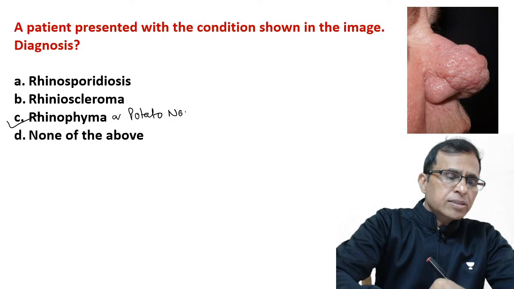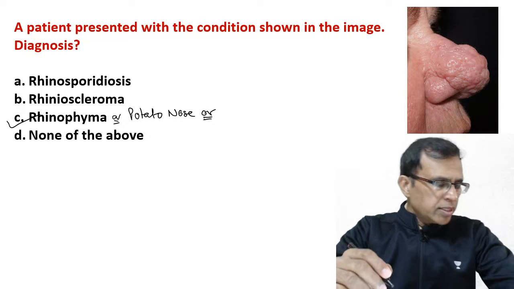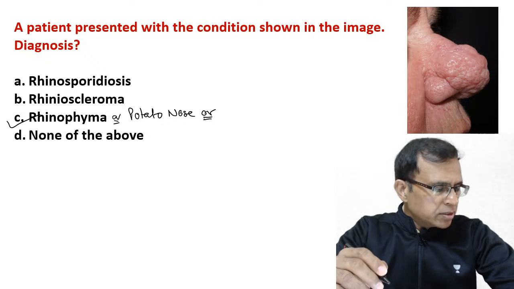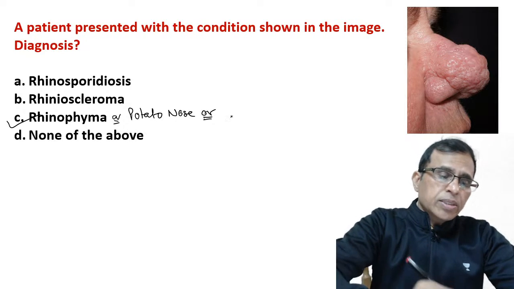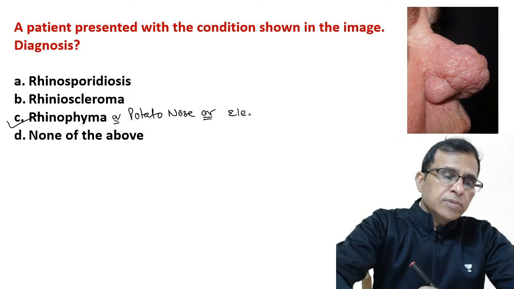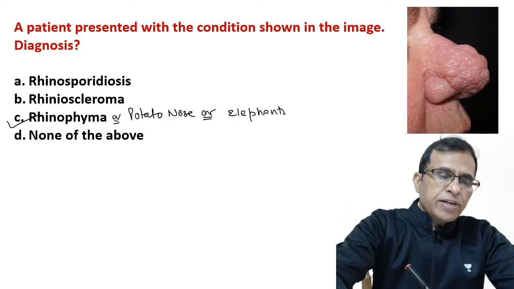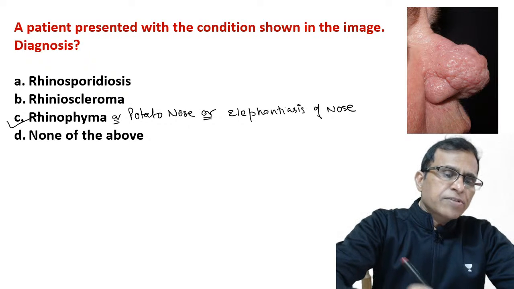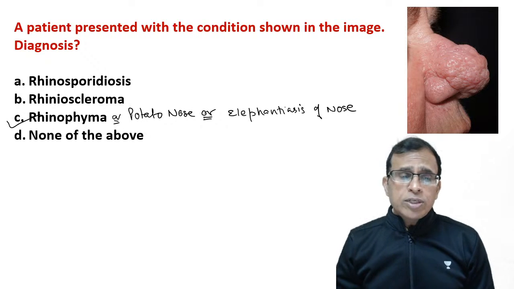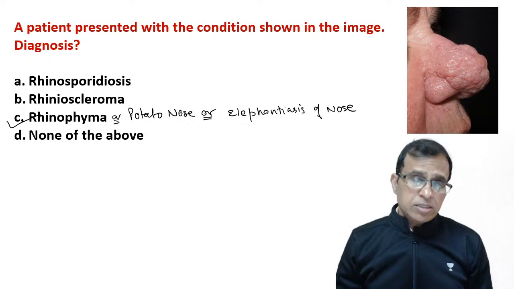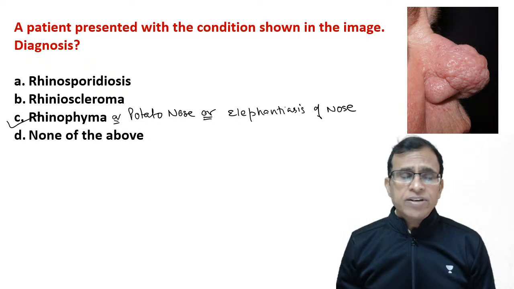There is one more name. Anybody else? Any other name you can call it by? Any other name of rhinophyma? It's also called elephantiasis of nose. It comes from the disease elephantiasis. But although it is called elephantiasis of nose, it has nothing to do with the disease elephantiasis. It's not related. It's a very different kind of disease.